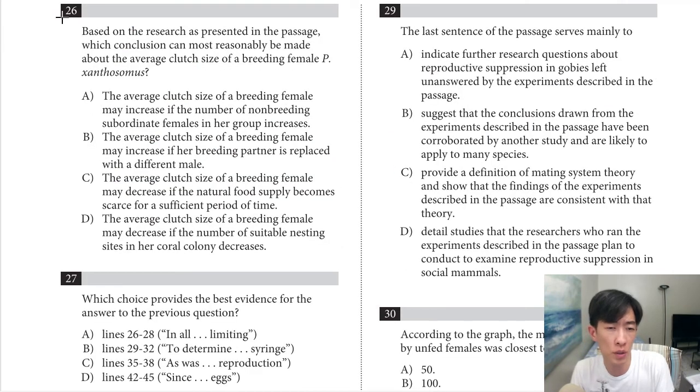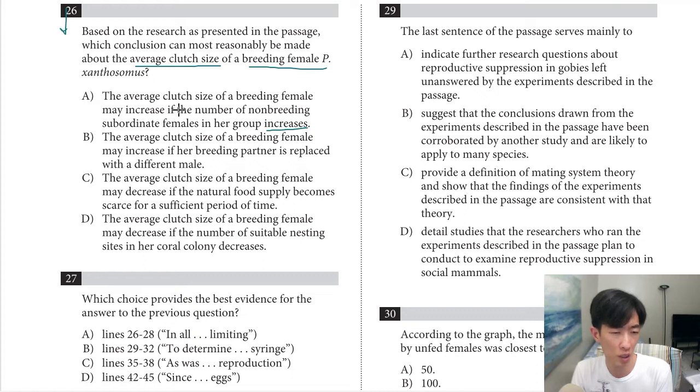26 and 27 should be done together. Based on the research as presented in the passage, which conclusion can most reasonably be made about the average clutch size of a breeding female? So let's read it quickly. The average clutch size of a breeding female may increase if the number of non-breeding subordinate females in her group increases.